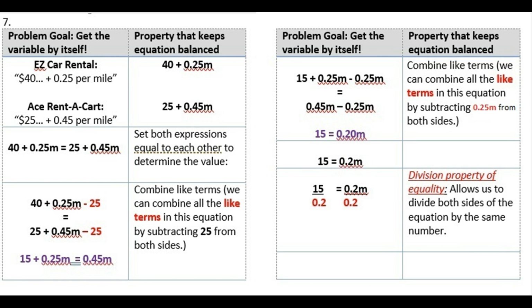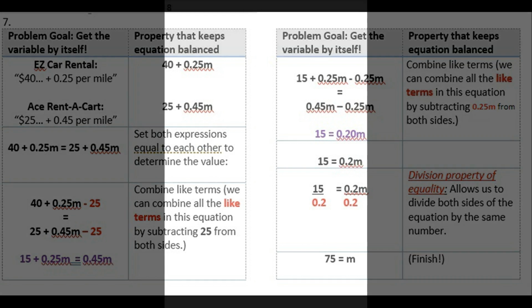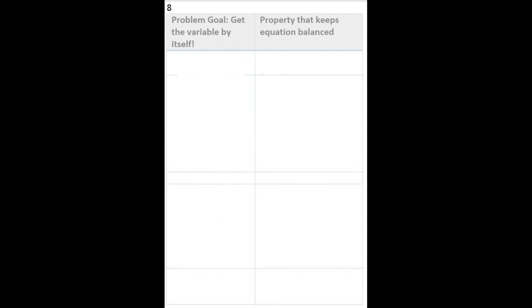So 15 equals 0.2m. Divide both sides by 2/10, and that's the division property of equality. So it's 15 equals 0.2 times something, 75. 75 is our answer for that question. Moving on to number 8.